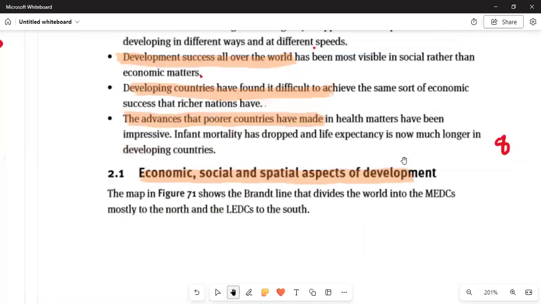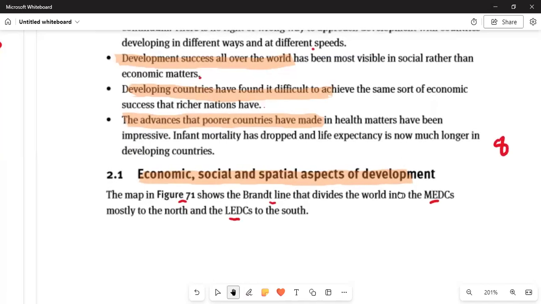If we are going on again, we must also understand that we must talk about the social, the economical, and spatial aspects of this development. So in this, we are going to see the map in the following figure 71. It shows the Brandt line. So this is the line that divides the world into the MEDCs, mostly in the north, and the less developed countries, which are in the south. So they are divided by what we call the Brandt line.